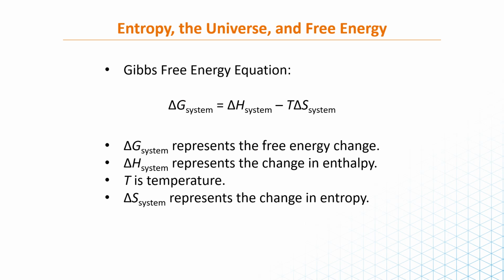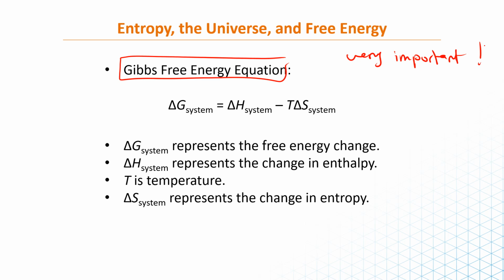Okay? Now, we have this famous equation which is very important. Okay? This is super important, guys. Because this is the one that will tell you if a reaction is spontaneous or non-spontaneous. Okay? So this is called the Gibbs free energy equation. It tells you the delta G of the system equals the delta H of the system, we know this, minus T, the temperature, okay, times delta S of the system. We know delta G is the free energy change, delta H is the enthalpy change, T here is temperature, multiplied by delta S, which is the change in entropy. Okay?